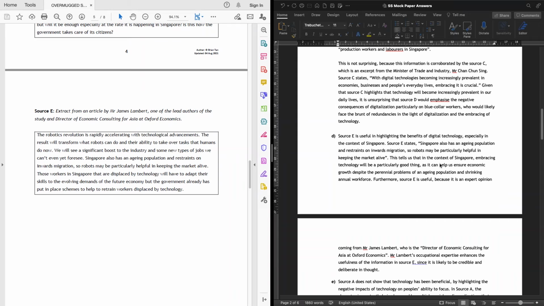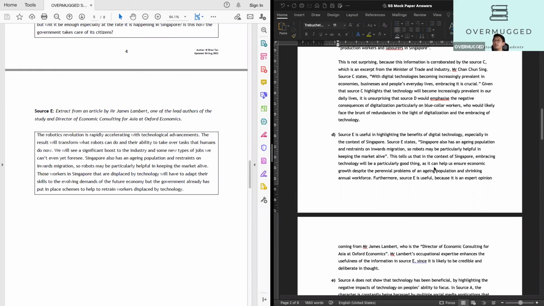This tells us, now I'm looking at the content of the source, that in the context of Singapore, embracing technology will be a particularly good thing, as it can help us ensure economic growth despite the perennial problems of an aging population and shrinking annual workforce.